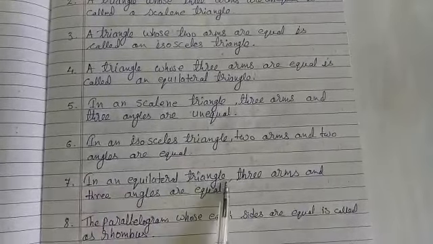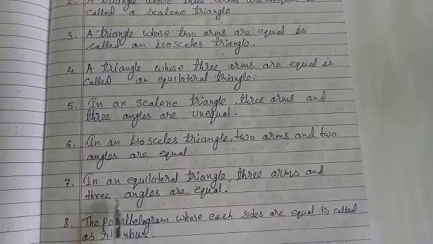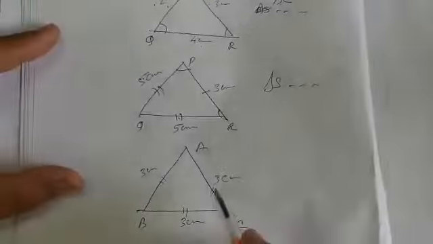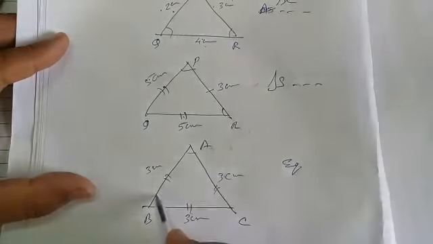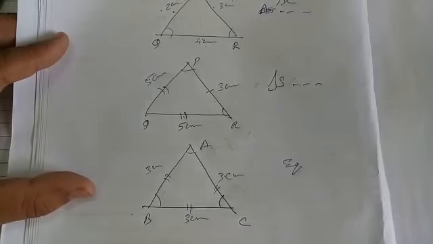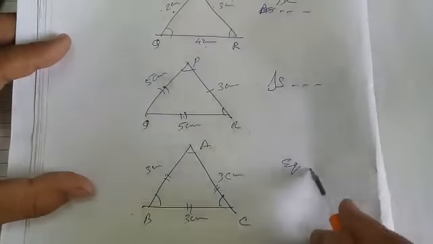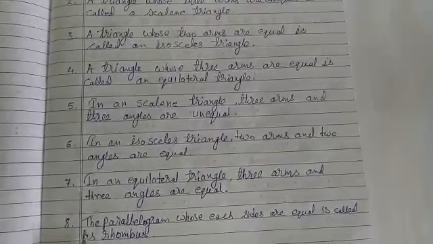In an equilateral triangle, all the three arms and the three angles are equal. That is called an equilateral triangle.